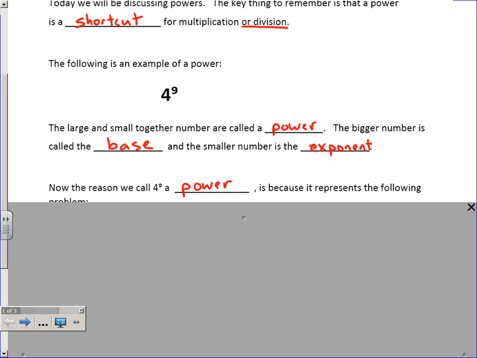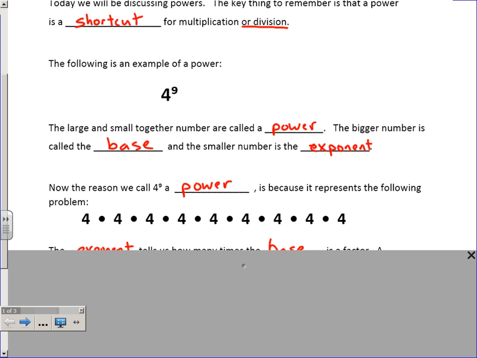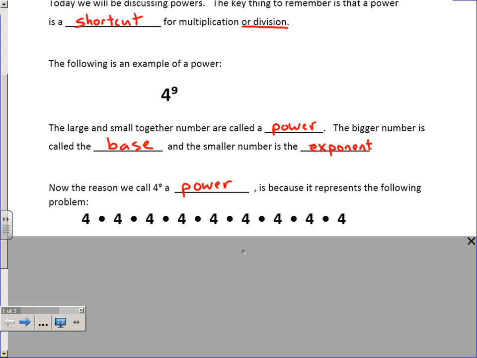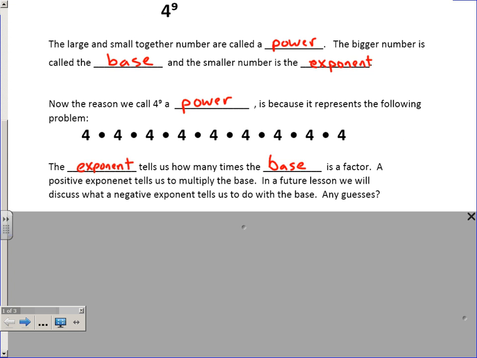Now the reason we call 4 to the 9th a power is because it represents the following multiplication problem. So 4 multiplied 9 times. That's a lot easier written as that power, 4 with the 9, instead of having to write 4 9 different times. The exponent tells us how many times we're going to multiply the base.